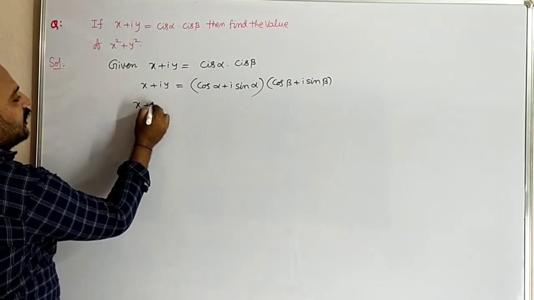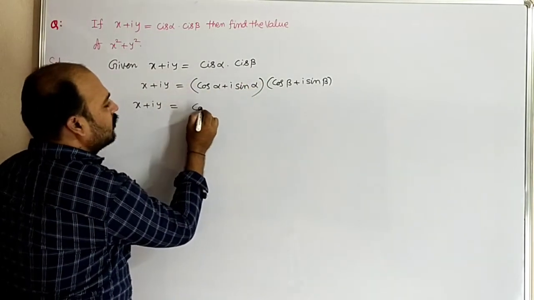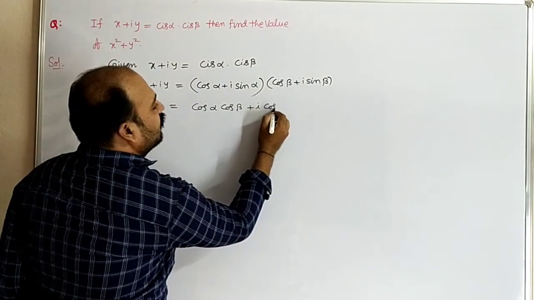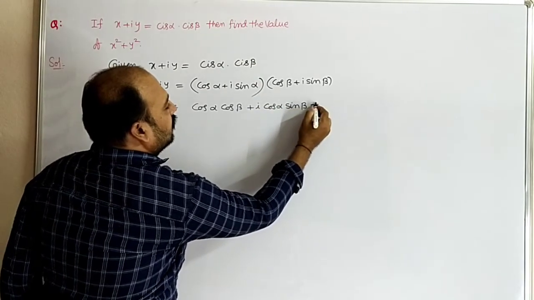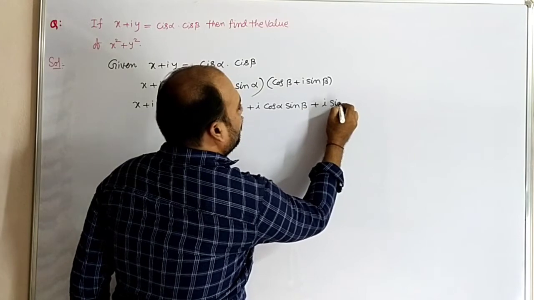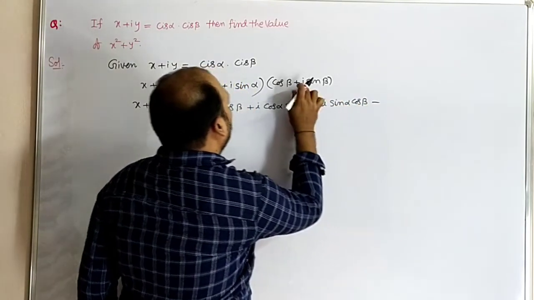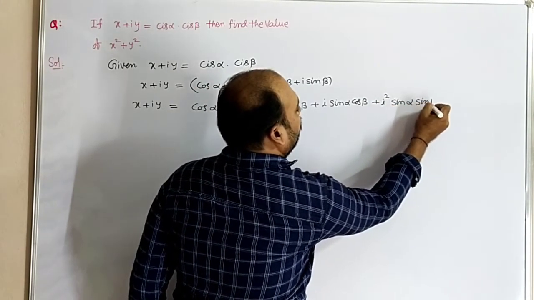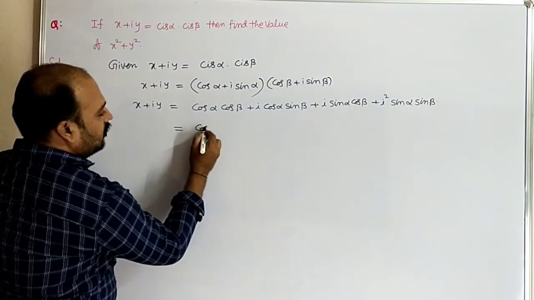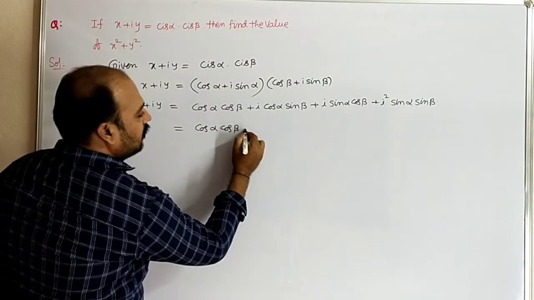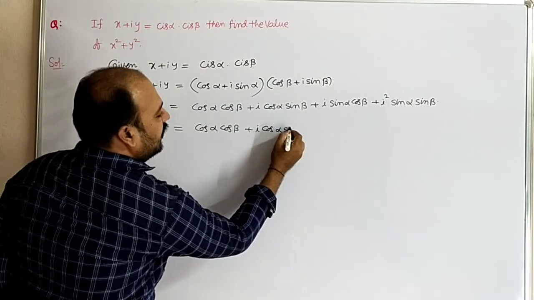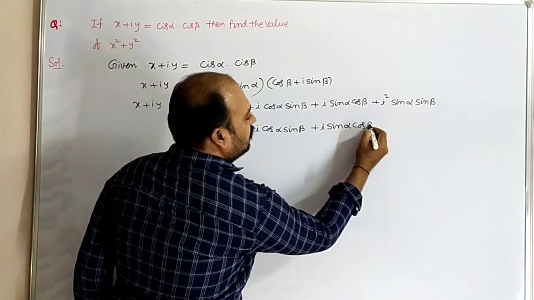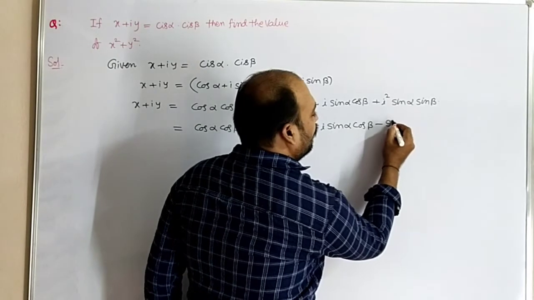So x plus iy is equal to actual multiplication like previous problems: cos alpha cos beta, plus i into cos alpha sin beta, plus i into sin alpha cos beta, plus i square into sin alpha sin beta. Which is equal to cos alpha cos beta plus i cos alpha sin beta plus i sin alpha cos beta. I square value is minus 1, into sin alpha sin beta.